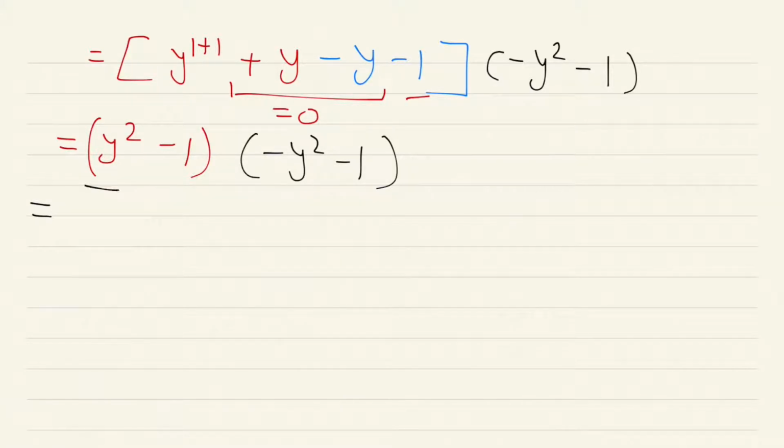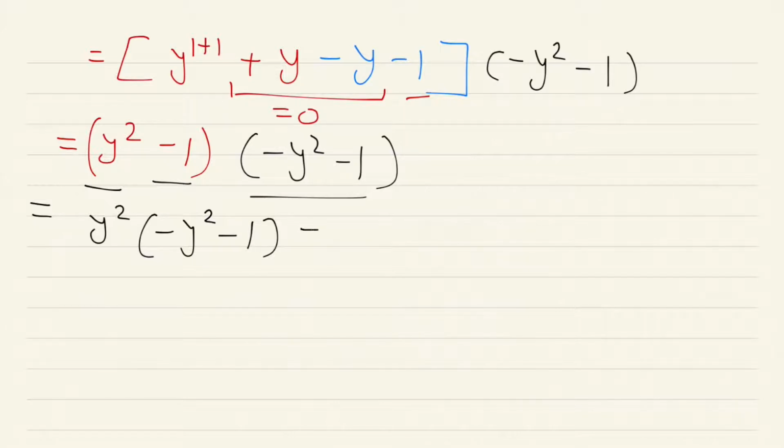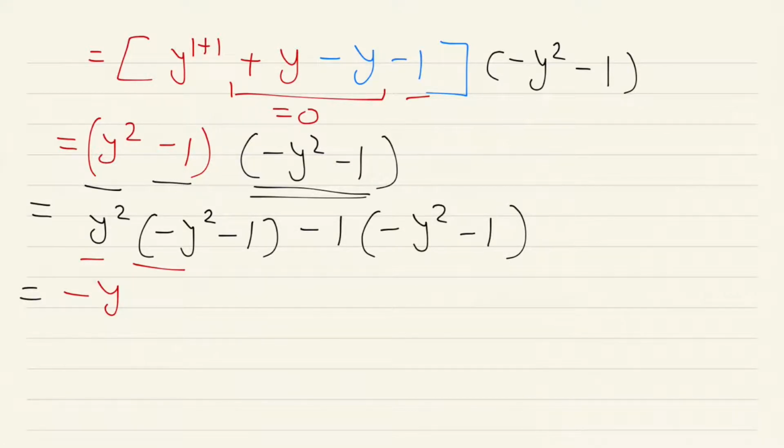So that's y squared times the whole expression. So y squared times negative y squared minus 1. And then the second term, negative 1, so minus 1 times the second binomial, so that's minus y squared minus 1. So y squared times negative y squared, so that's positive times negative, so it's negative, 2 plus 2, so that's y to the 4th. Then y squared times negative 1, so that's minus y squared.